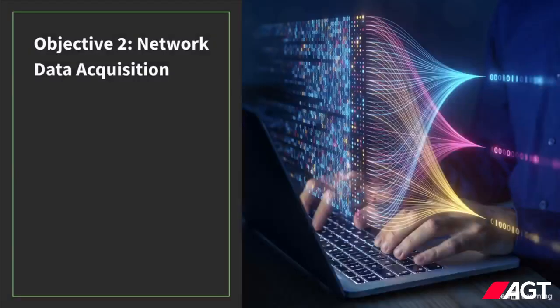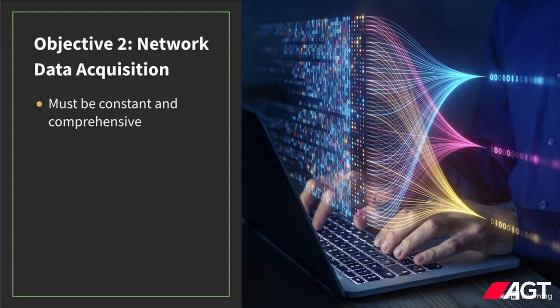The transitory nature of network data also drives the second objective, which is acquiring network data constantly and comprehensively, because you don't know when they will disappear and when you will need them. Collecting as much data as possible from as many sources as possible is necessary to accomplish this objective.